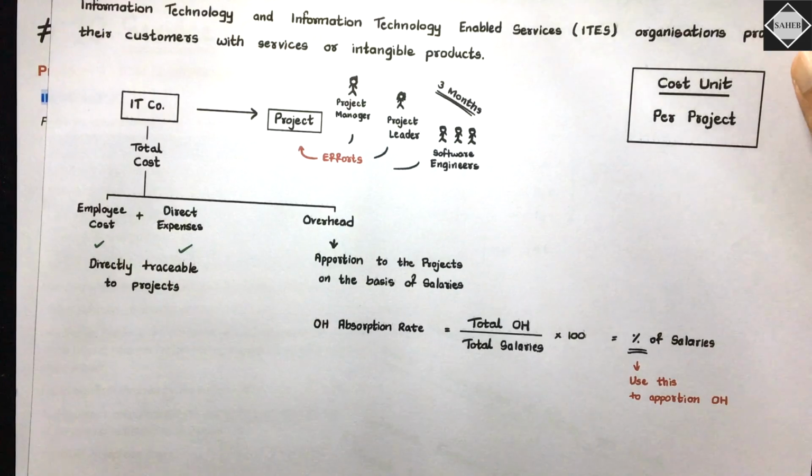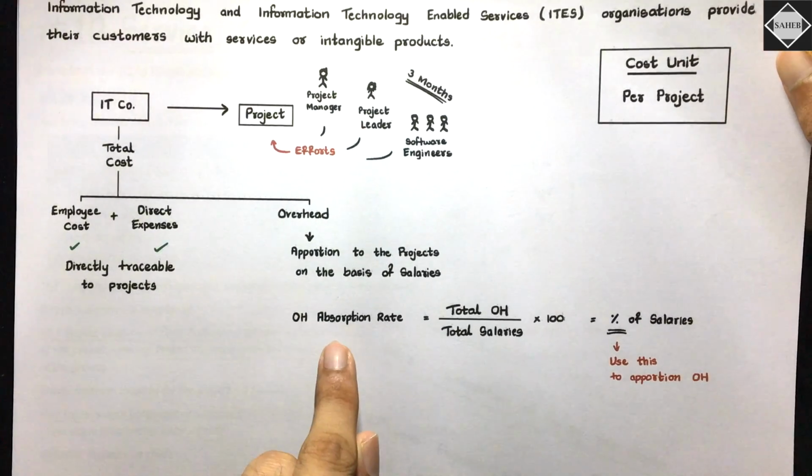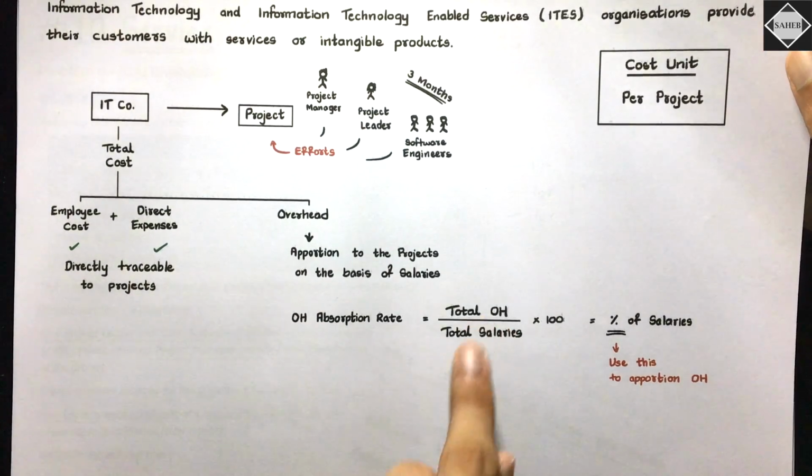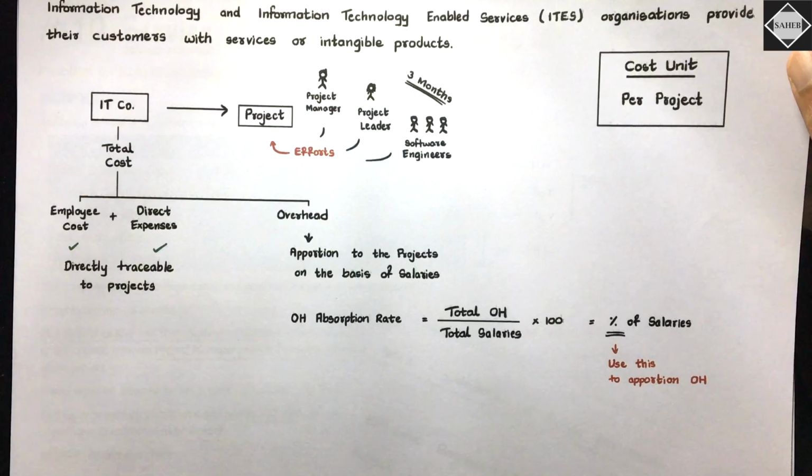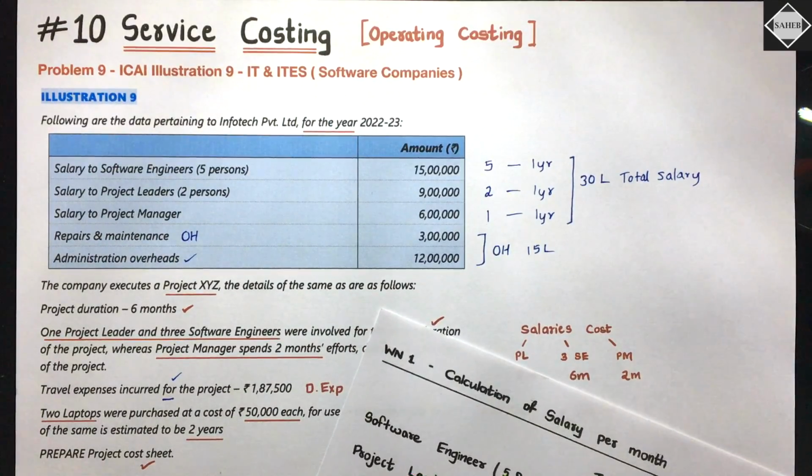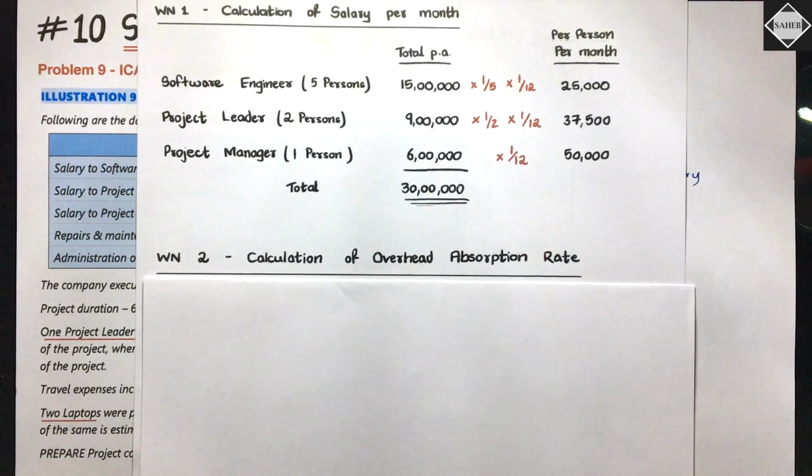First we have to calculate the overhead absorption rate: total overhead divided by total salaries into 100. We'll get a rate. We have to use that rate and do the apportionment of the overheads to the project. Is that clear? Now how will this happen? Let's see. It's really simple. First let's calculate the overhead absorption rate.